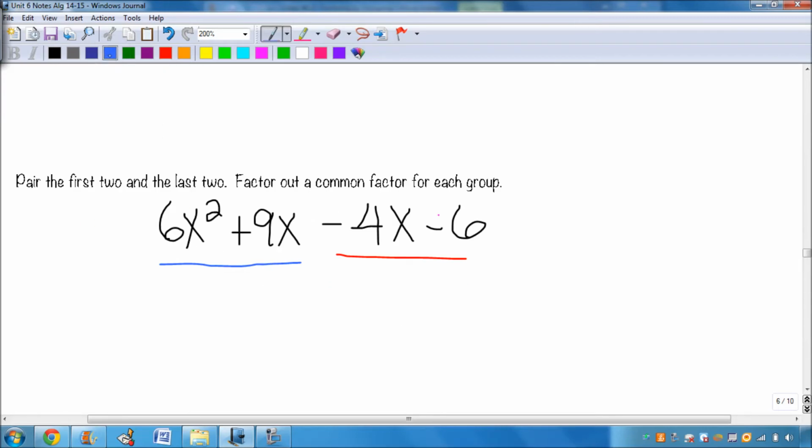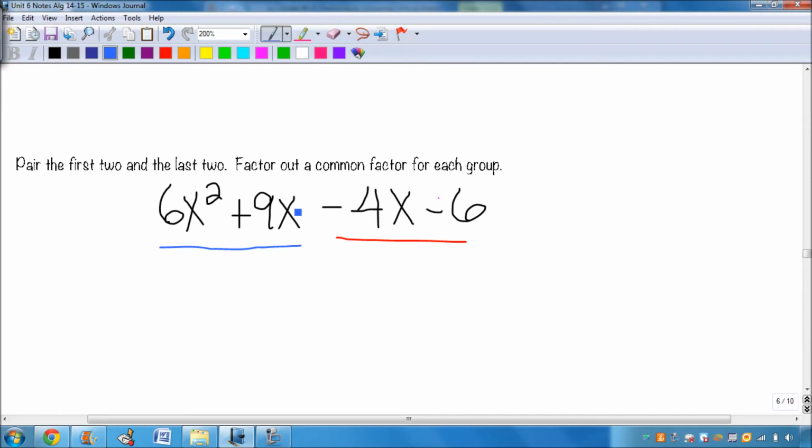So what's the GCF of 6x squared and 9x? The GCF is 3x. Okay, and then if I factor it out, I end up getting 2x plus 3. Okay, and then we're going to do the same thing for our red terms. So we have -4x and we have -6. Well, remember, if our leading coefficient is negative, we want to factor out a negative number here.